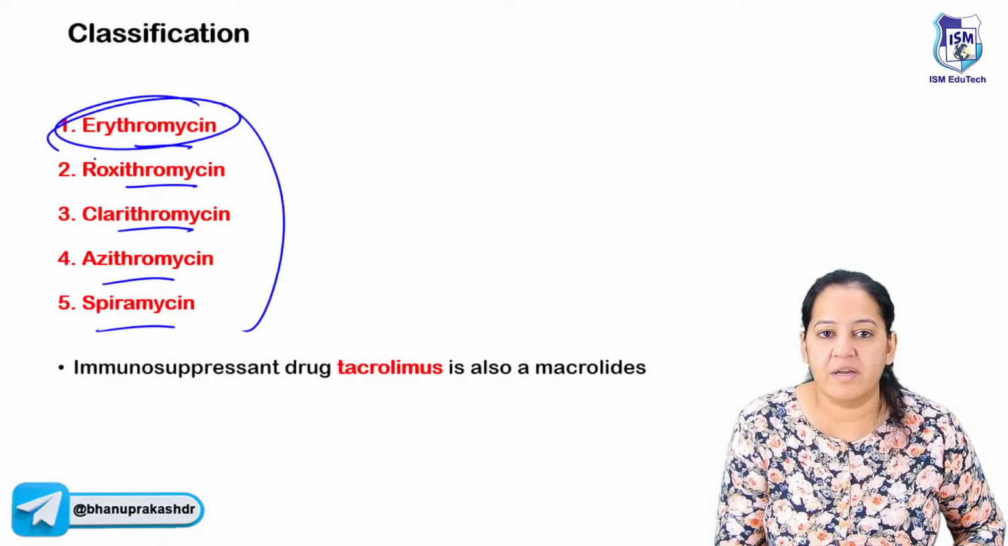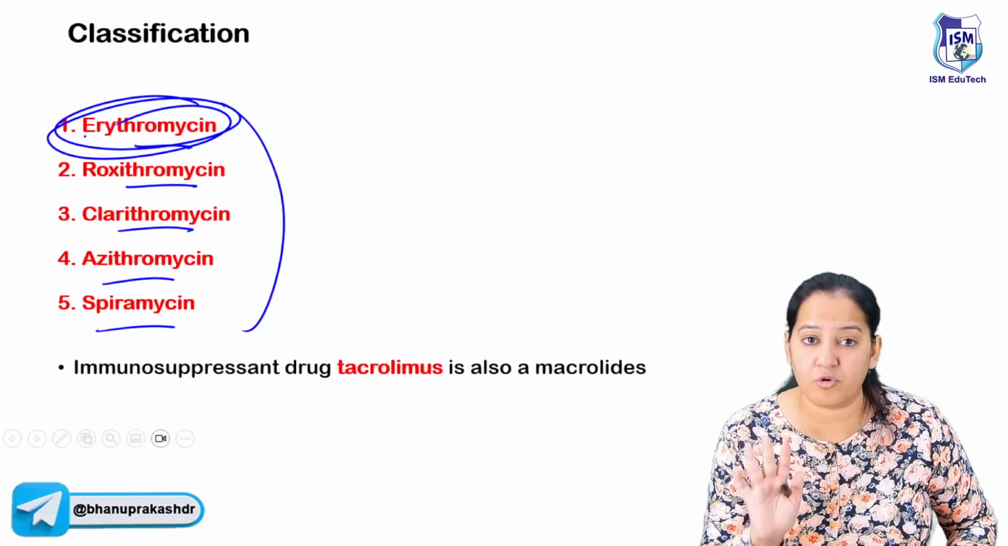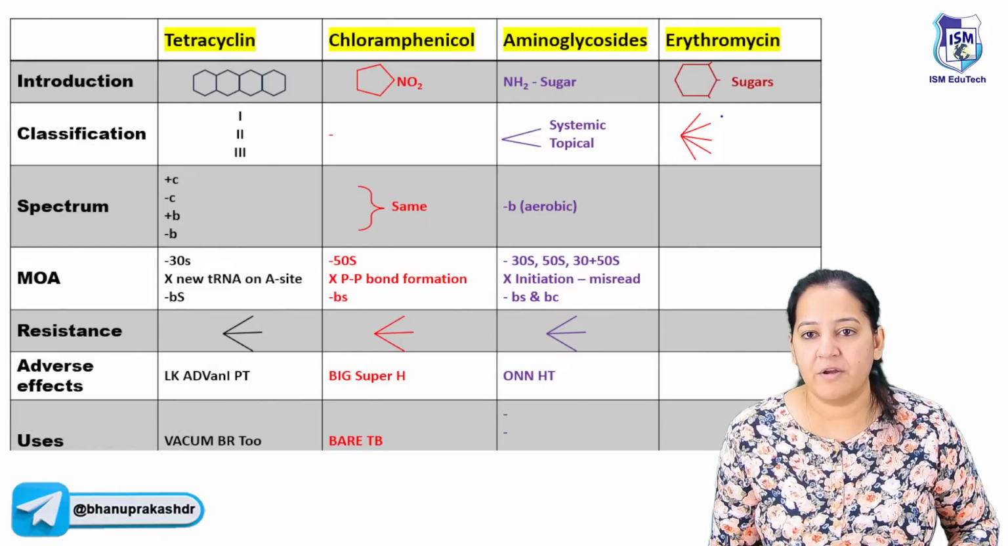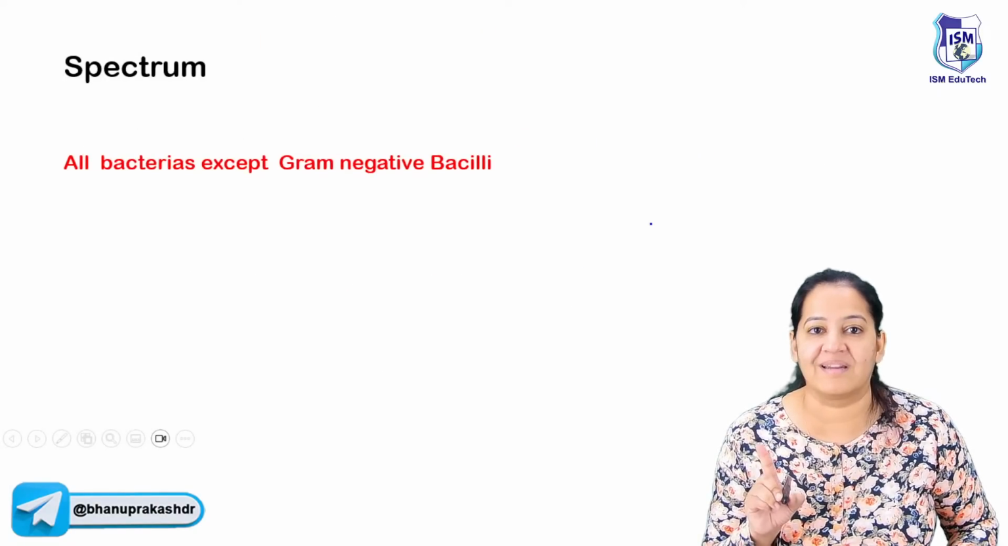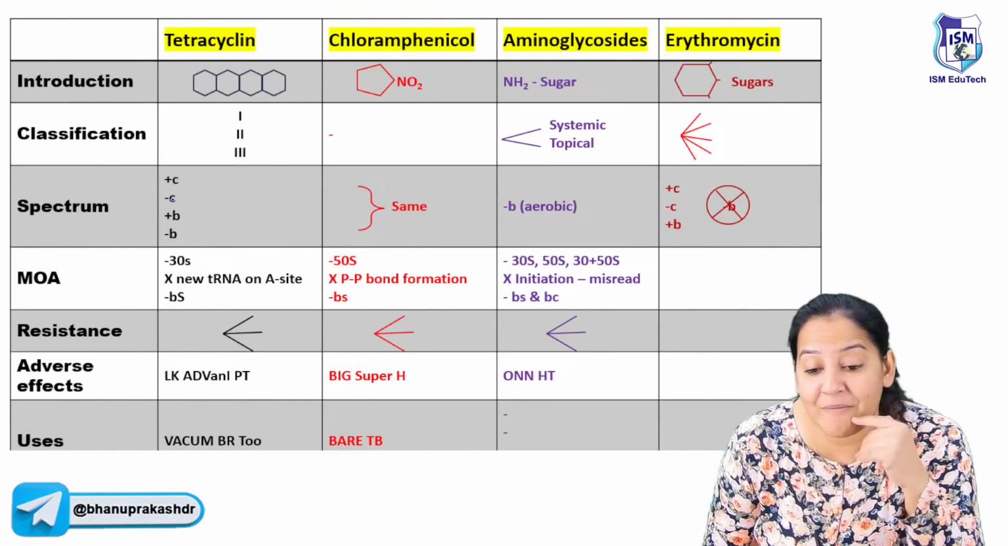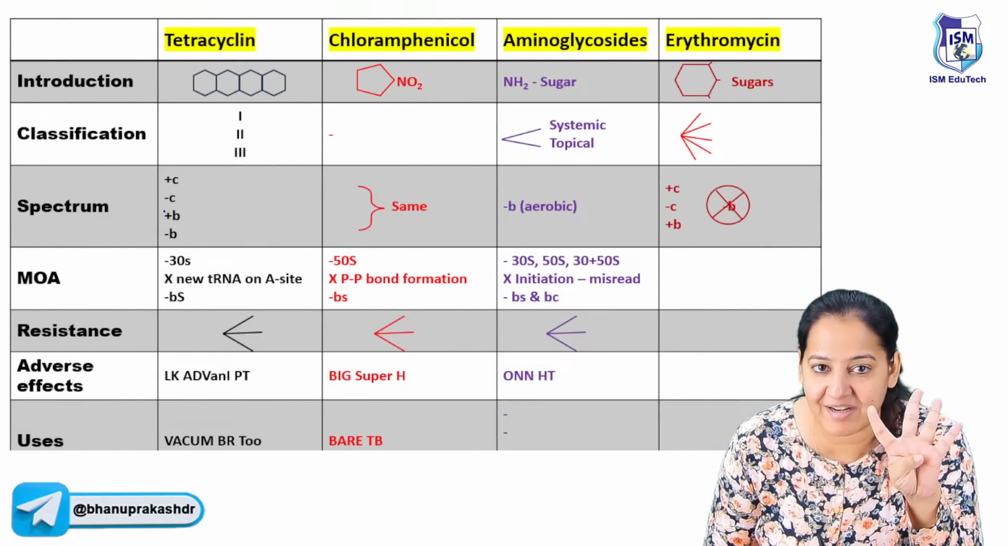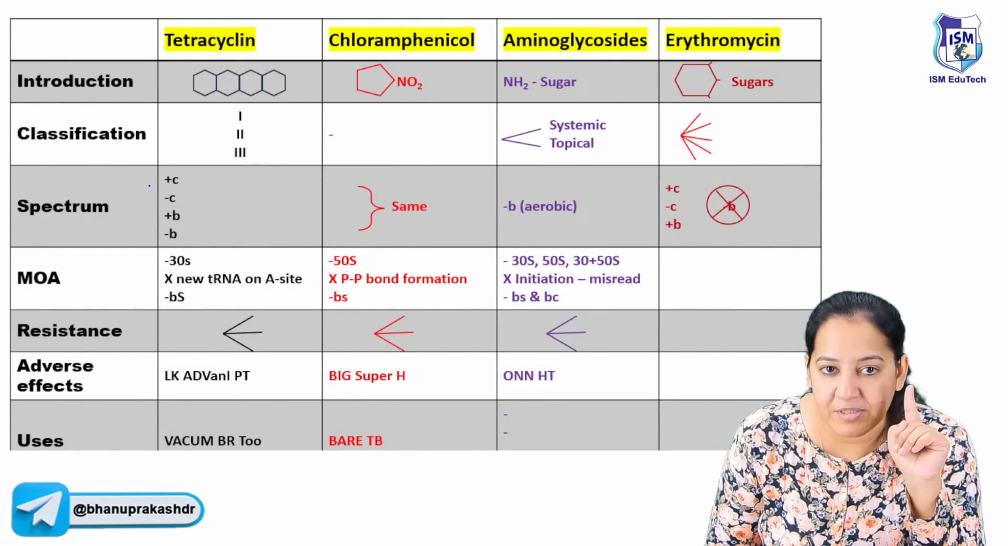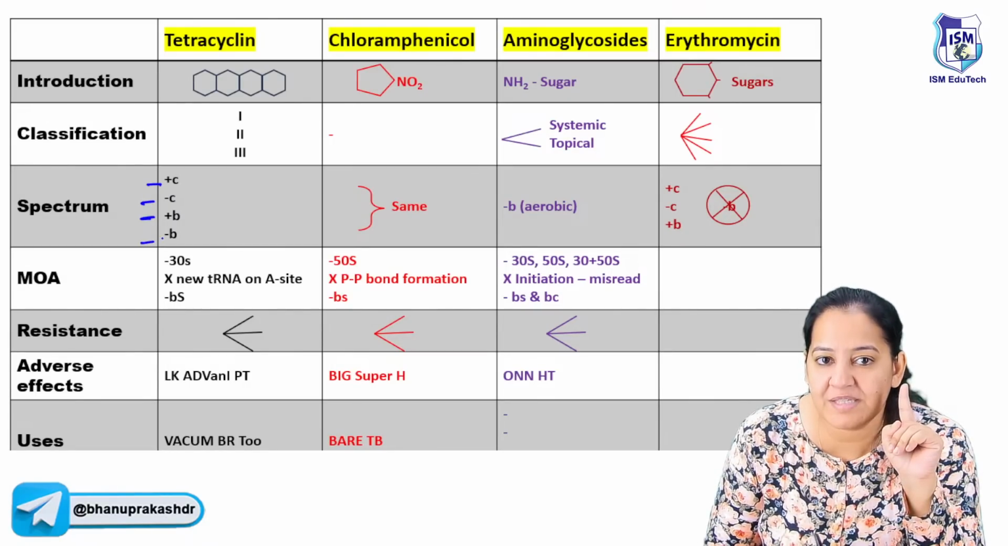The most important here is the drug of choice. The important prototype drug is erythromycin, but you have to learn all the macrolides. Now see the spectrum. There are 4 types of bacteria. What are the 4 types? Say it, ma'am: gram-positive cocci, gram-negative cocci, gram-positive bacilli, gram-negative bacilli.